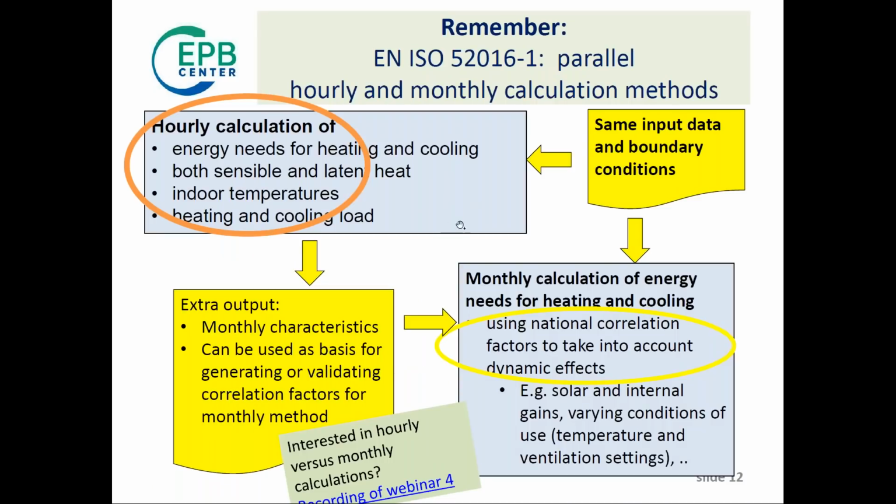Yeah, just to remind you, also a picture from one of the previous webinars. So the EN ISO 52016 part 1 for the calculation of the heating and cooling needs and indoor temperatures. It contains both an hourly calculation method and a monthly calculation method. And they use the same input data and boundary conditions. So that makes it easy also to judge whether or not a monthly calculation method would fit the purpose.